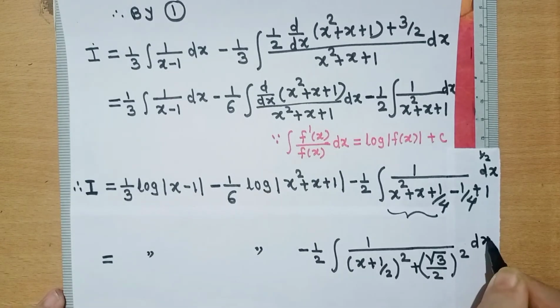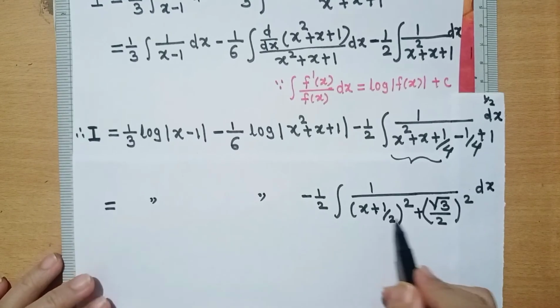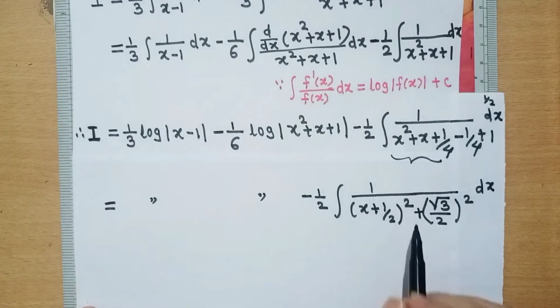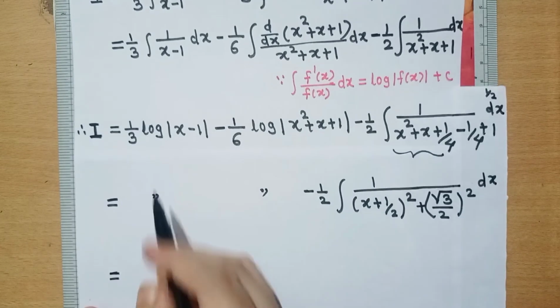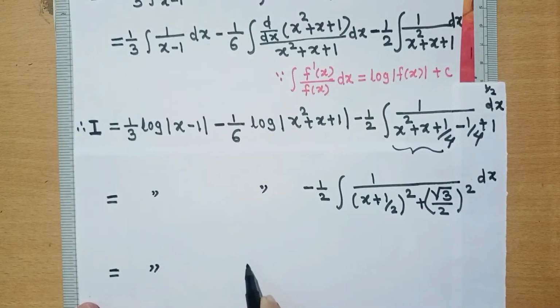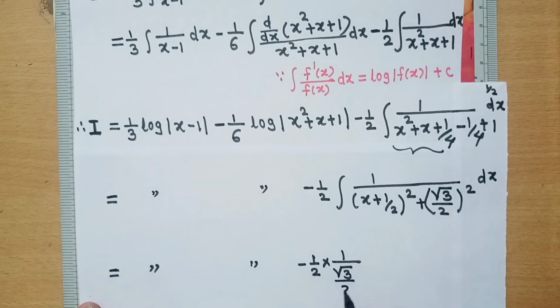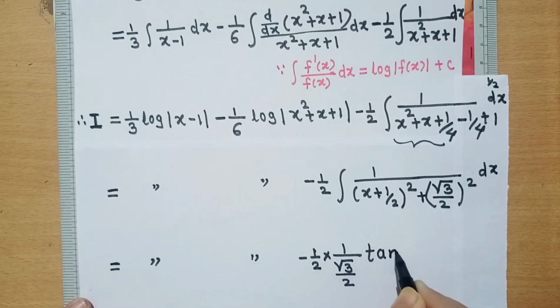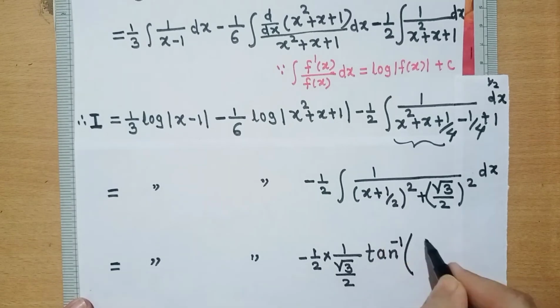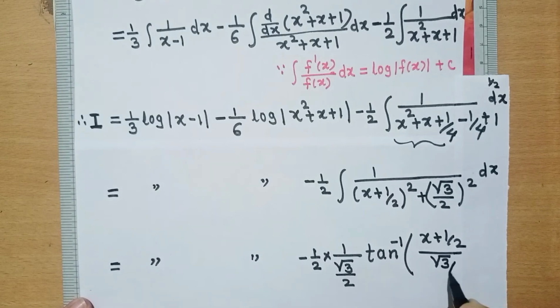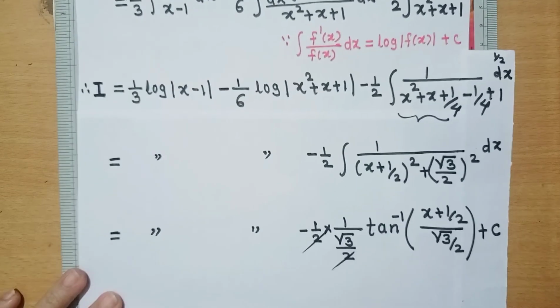into dx, and this is in the form x square plus a square, that means first integral formula. So again this first term as it is, second term also as it is, and here minus 1 upon 2 into 1 upon a, means 1 upon root 3 upon 2 tan inverse of x upon a, means x plus half, and upon root 3 upon 2, and lastly plus c. So these two get cancelled.